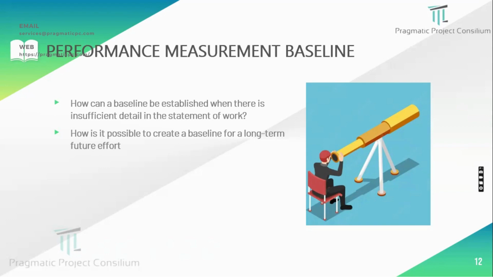So this is all a big problem, and therefore accuracy of keeping the scheduled timeline, especially for the activities, and correct relationship logic linking is very, very important to face this type of issue. And the next question: how is it possible to create a baseline for a long-term future effort? This is a very common problem in all projects, especially long-term projects.